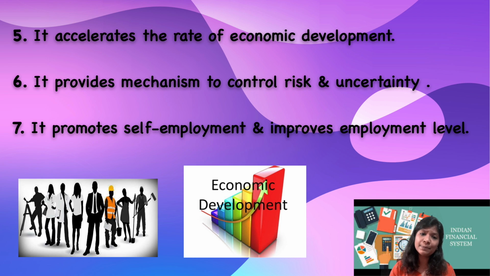Uncertainty is something unforeseen happening. Nobody planned, or nobody thought there would be a pandemic coming up, or there would be a lockdown coming up, right? It was just unknown to us. That means it is an uncertain event happening in the future. So something which we do not know, how can we control? If that's your question, the financial system provides you what? The mechanism to control. It provides you a mechanism to control.